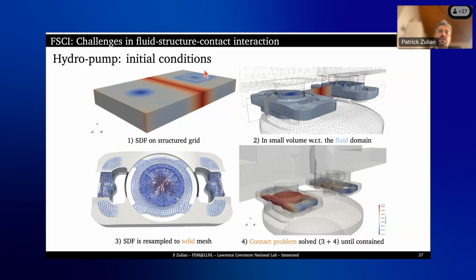So in order to do this, we use a signed distance field, in a specific section of the pump geometry, and on a structured grid, and then we sample the signed distance field in the solid mesh, and we solve a unilateral contact problem given this sampling, and then we repeat several times. We resample and we solve, we resample and solve until we converge to a fully contained geometry, which gives us a pre-stressed material.